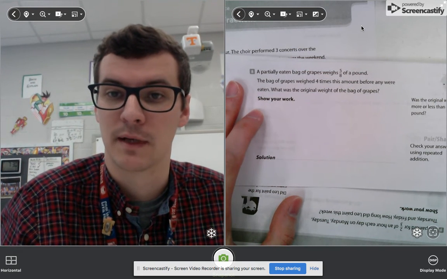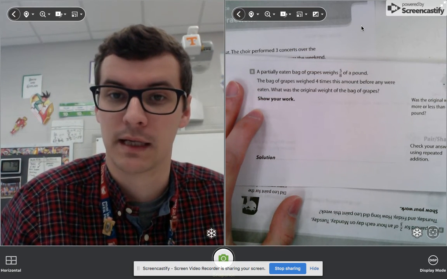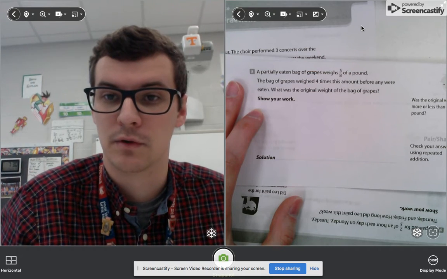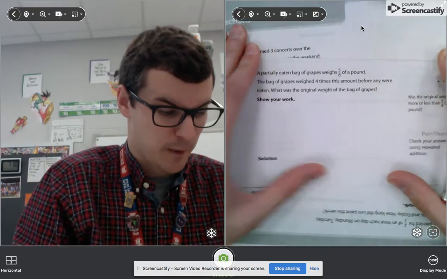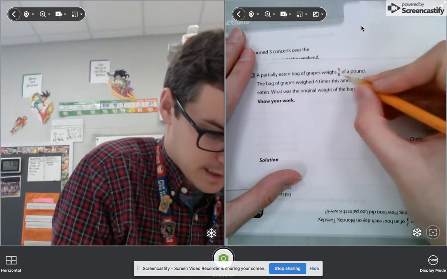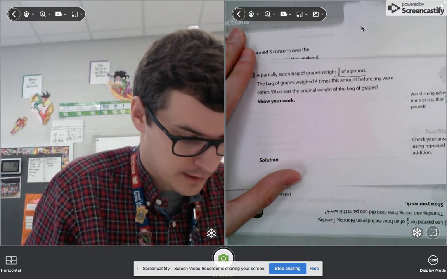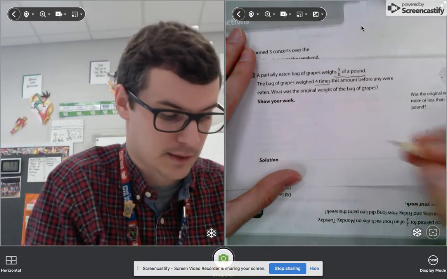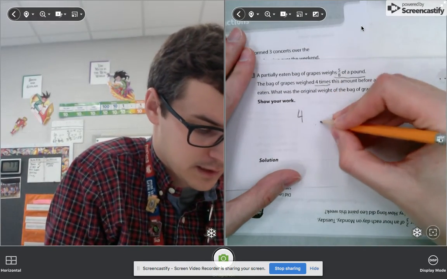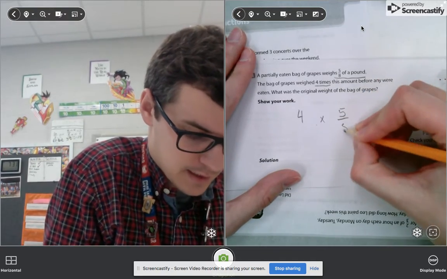Okay, so this one says a partially eaten bag of grapes weighs 5/8 of a pound. The bag of grapes weighed 4 times this amount before any were eaten. What was the original weight of the bag of grapes? So we have 5/8 of a pound, and we know that it weighed 4 times this amount before any were eaten. So that's going to be 4 times 5/8.